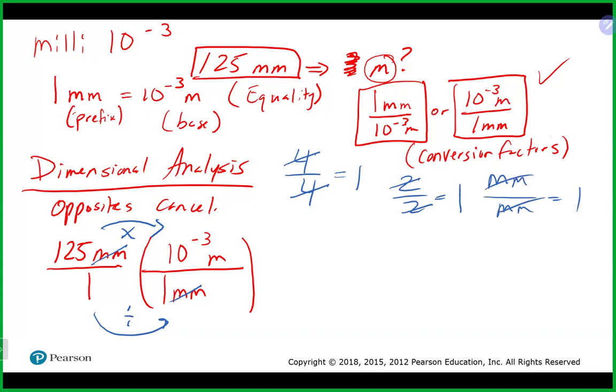So that is the idea of the opposite location. When you put those units you don't want in the opposite location, you're essentially dividing them out and making them 1 and essentially getting rid of them. Any questions on that there?